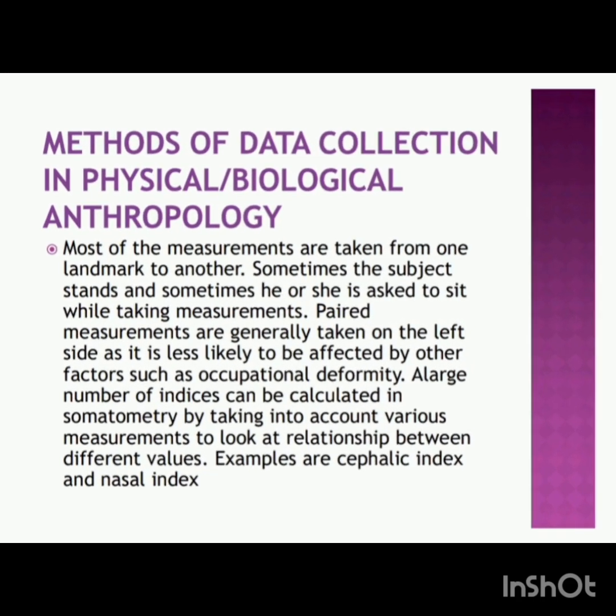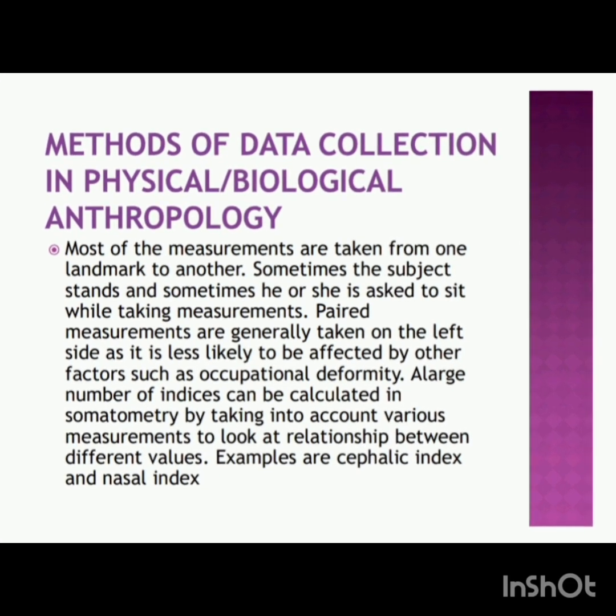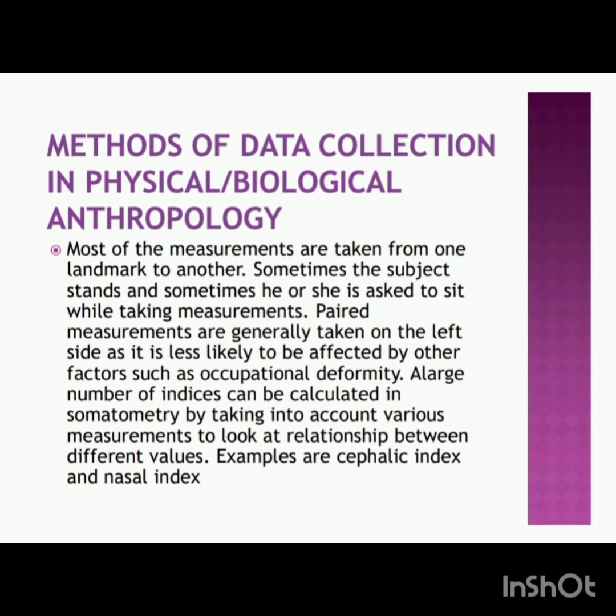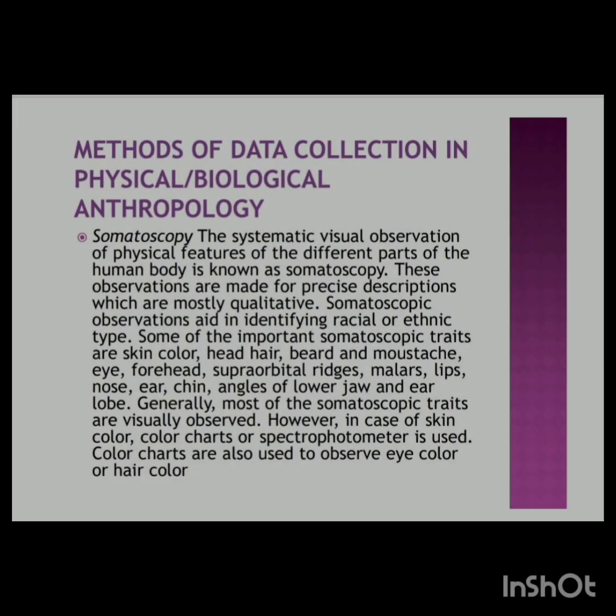Most of the measurements are taken from one landmark to another. Sometimes the subject stands and sometimes he or she is asked to sit while taking measurements. Paired measurements are generally taken on the left side, as it is less likely to be affected by other factors such as occupational deformity. A large number of indices can be calculated in somatometry by taking into account various measurements to look at the relationship between them.